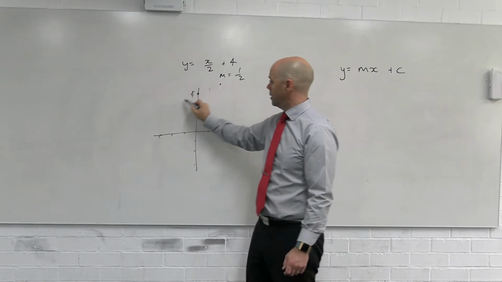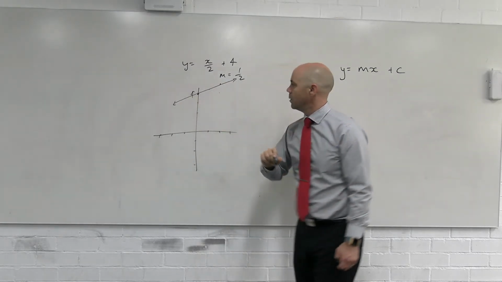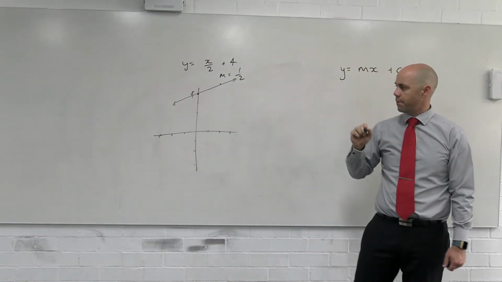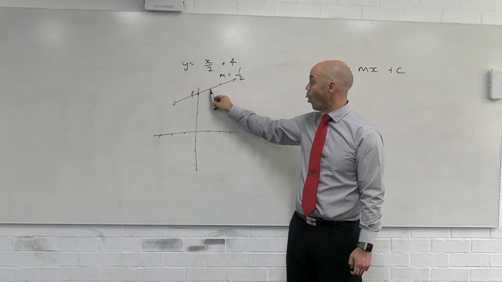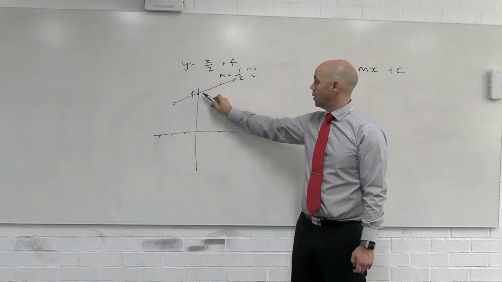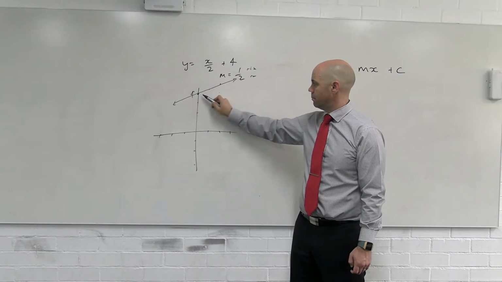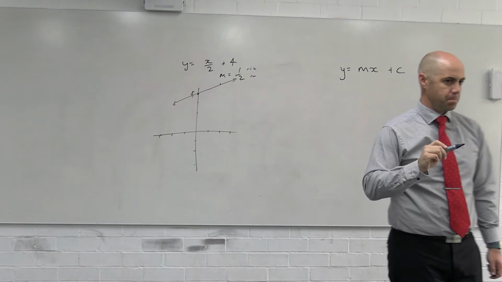Okay? Again, not great in terms of our space on the graph, but that's what it is. For every 1 step to the right, rises half a step, or rise, run, runs 2, rises 1, runs 1, rises 2, whichever way you want to talk about it.